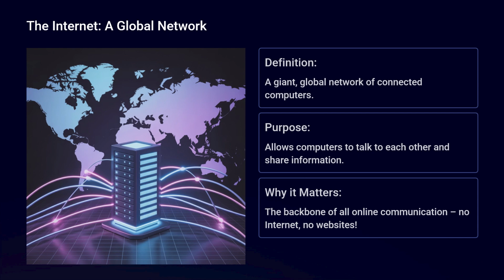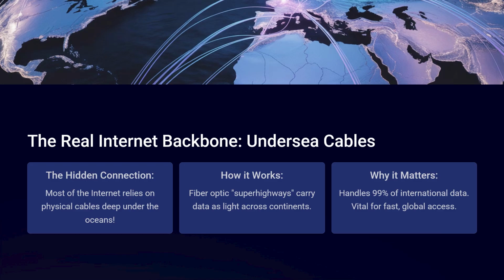You might think the internet is all satellites and Wi-Fi, but actually, more than 99% of international data is sent through giant fiber optic cables that are buried under the ocean. These are called undersea cables and they carry your internet data as pulses of light super fast across continents.